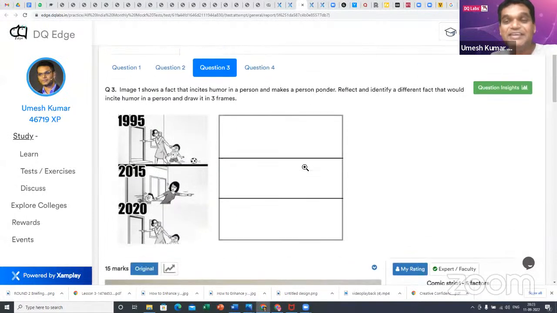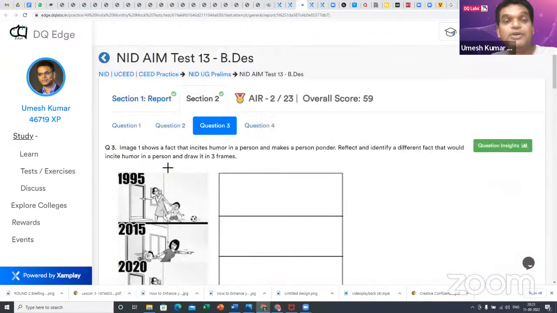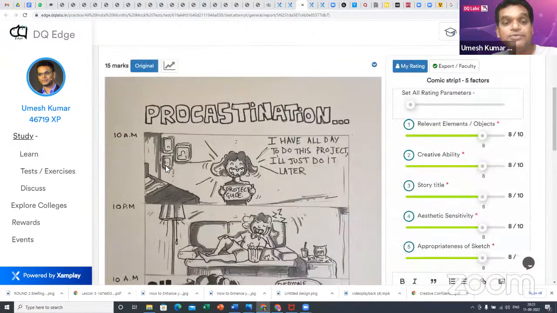Question number 3. So Arnav, this is a question where an image has been given and it's basically a little storyboard, like a comic strip, which talks about a particular fact that has happened at different intervals. And the main point is that something that has happened in the past is repeating now. All right, so that was the question. All right, so let us see how Sarah has done.